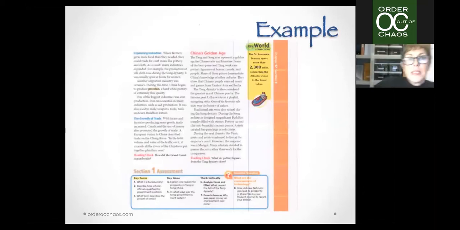What I need you to see in this instance is the color. When you do a first glance on this page or a first pass on this page, right off the bat, you see blue headers, subheaders. You see in red the header, Chinese Golden Age. You actually see the word porcelain, which is bolded and highlighted.